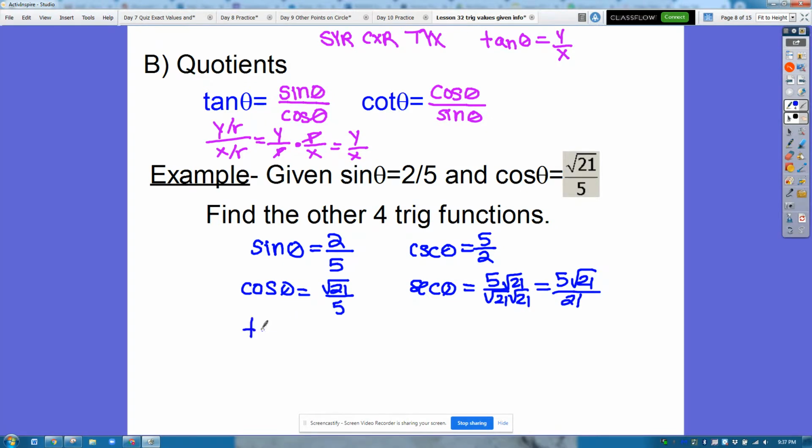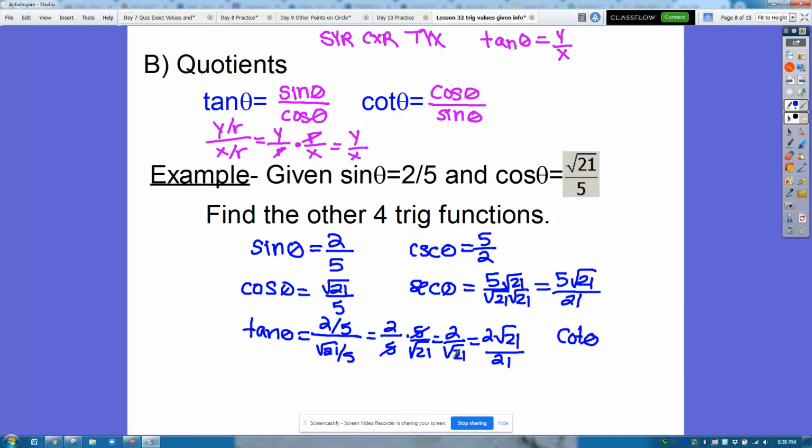Then we get to tangent. Tangent is the sine over the cosine, 2/5 divided by root 21/5. What happens there? This is fraction fun right here. 2/5 times 5 over root 21. They cancel. We get 2 over root 21. We rationalize: 2 root 21 over 21. Okay, to get cotangent, we flip that. I'm going to come back here to the unrationalized and flip it to get root 21 over 2.